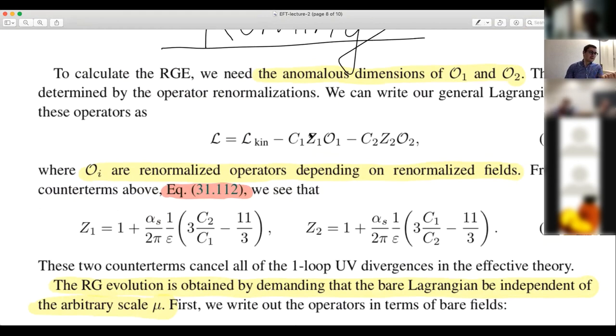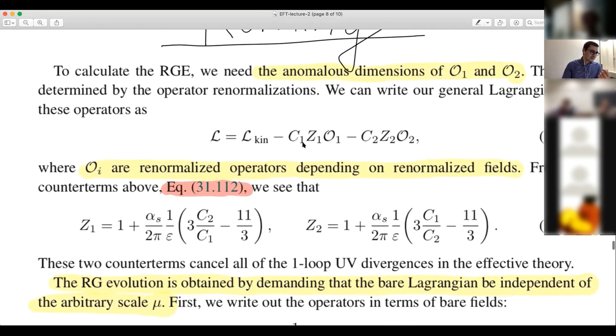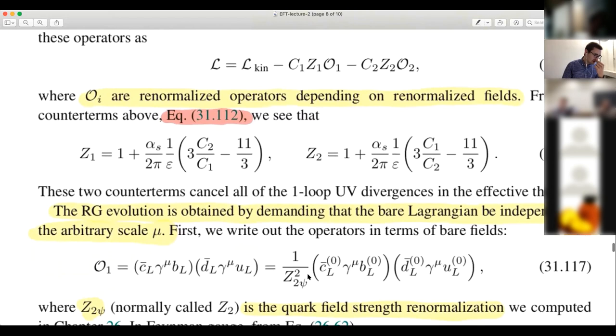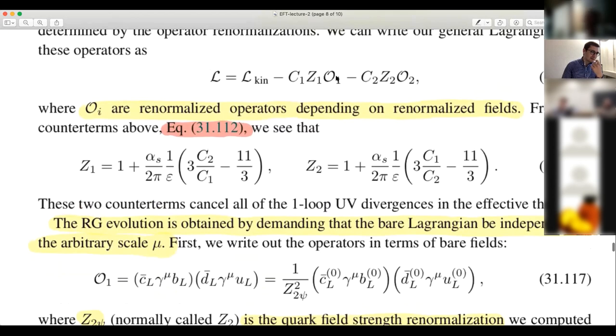Okay, so again, Z1 and Z2, we want to renormalize. So how do you renormalize? So you have a Lagrangian, it has terms. Where can you hide your infinities? You can find them in the fields or in the couplings or in the masses. So we are taking one renormalization constant for the coupling C1, the other one for coupling C2. And we are also doing the renormalization of the fields. So every field inside these operators, these operators are renormalized fields. So this really looks like a counterterm. So that is why we can just read it off from the counterterm diagrams.